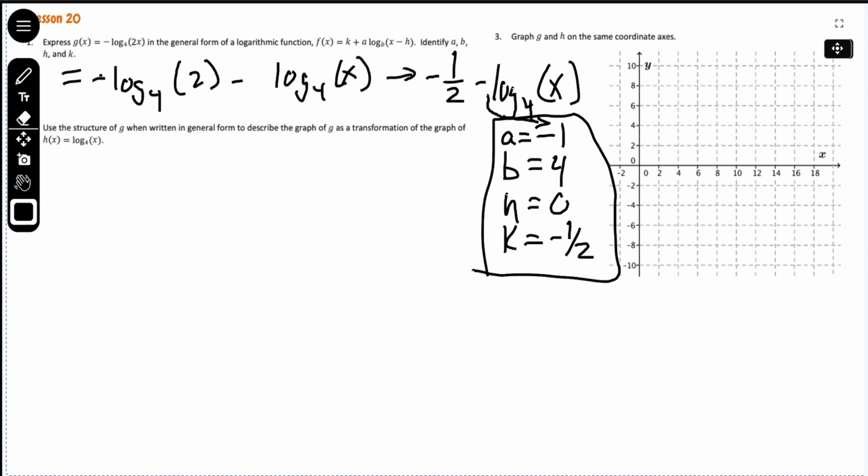Okay, now let's talk about what's happening here. I would probably go back to the original form to talk about it. No, it would probably be easier to do it from the general logarithmic form. Probably better to look at this one. Okay, so let's look at it.